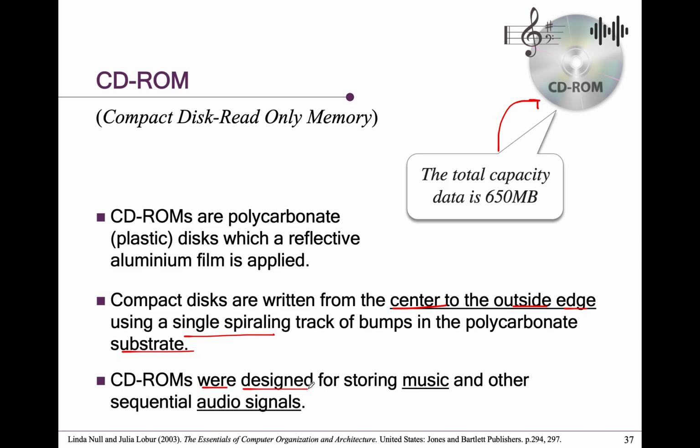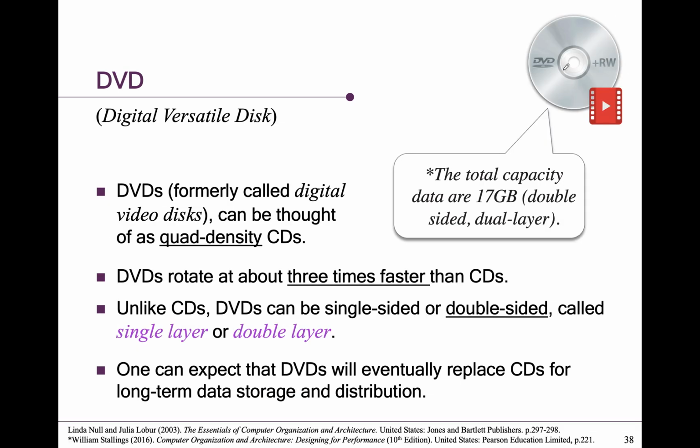CD-ROMs were designed for storing music and other sequential audio signals. I guess it can only support like 10 or 12 songs in one CD. And here is the one that I mentioned, which is DVD. You have quite big, 17 gigabytes, but not if you compare with your pen drive. Of course, your pen drive will win. For DVD you have 17 gig, so that's why you can store many movies in one disc. If you have a serial drama, it's good for you to use the DVD.